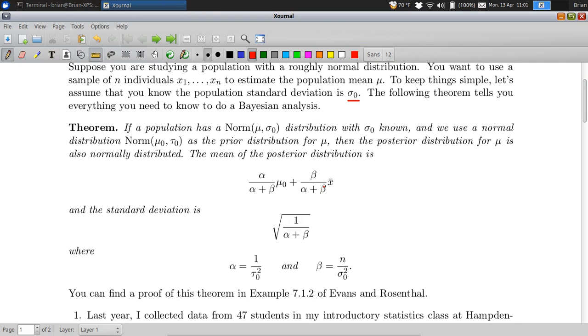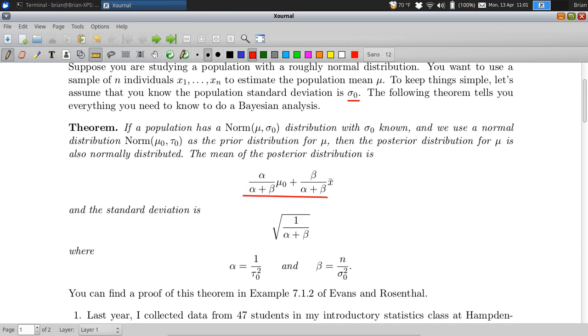If you start with a normal distribution for your prior, and you have a normal distribution for the population of interest, then the posterior distribution is also normal, and that's this theorem. In fact, not only is it normal, but it's actually relatively easy to calculate the updated posterior mean and posterior standard deviation. So this theorem has those two formulas in it. So the posterior mean is right here.